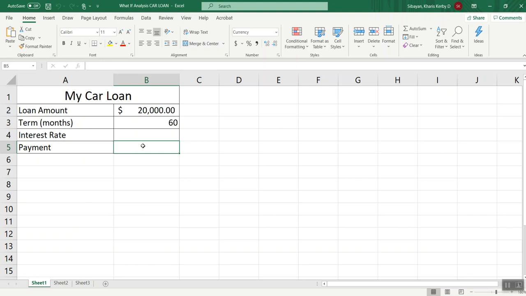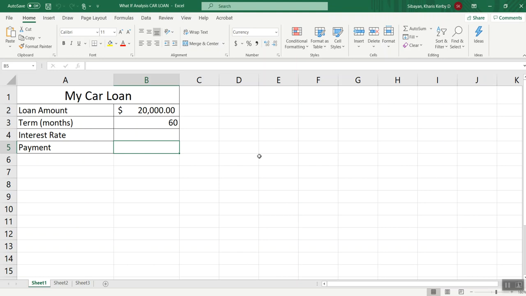So you have a loan amount of 20,000. You have a term of 60 months. What's that? That's about 5 years. And we're going to find out what interest rate you need if you can afford $400 for your monthly payment.